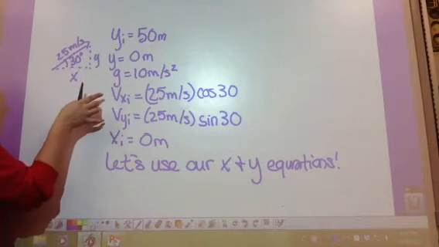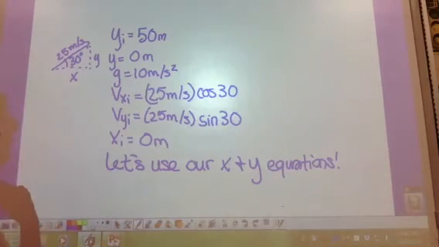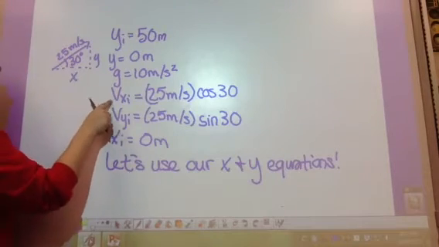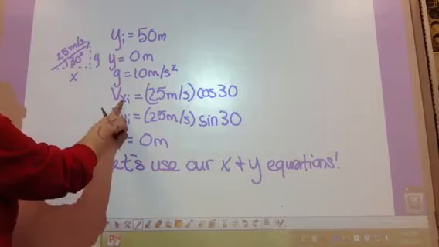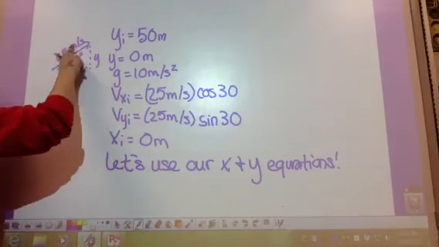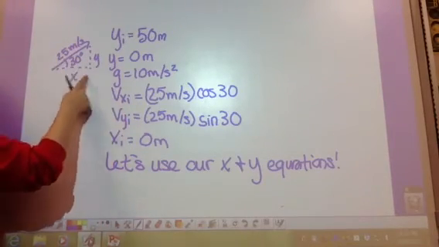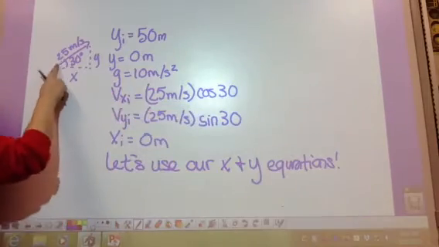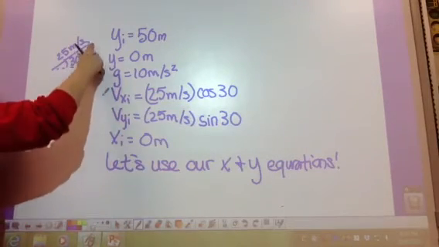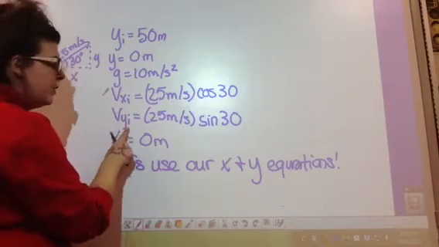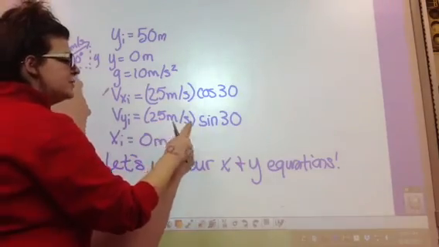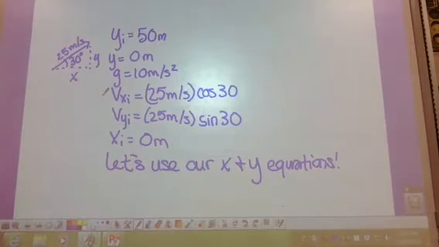If I need to find my x direction velocity and then my y component velocity, my x component would be my 25 meters per second times cosine 30, because these would be adjacent, and then opposite would be y, so my velocity in the y component would be 25 meters per second times sine of 30 degrees.